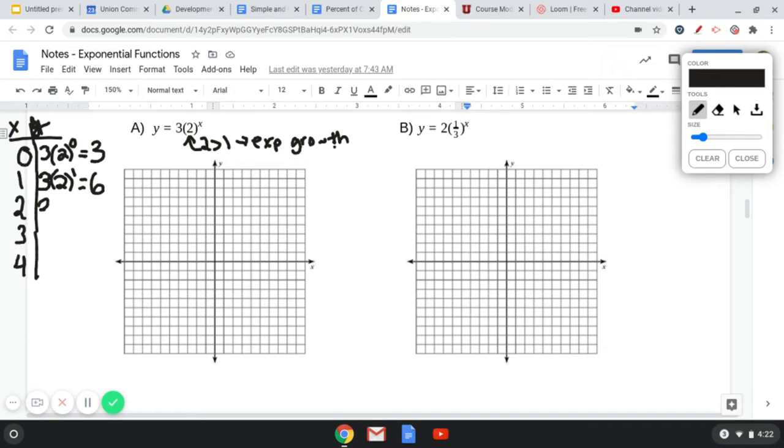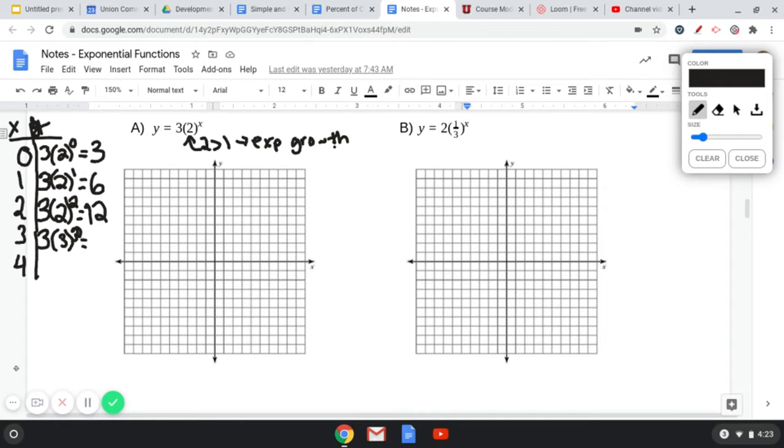Now if x is 2, we have 3 times 2 to the second power, which is 3 times 2 squared, which is 4. So we have 3 times 4, which is 12. Now if x is 3, then this is 3 times 3 squared, which equals, 3 squared is 9, 3 times 9. Excuse me, this should be cubed. 3 cubed. There we go.